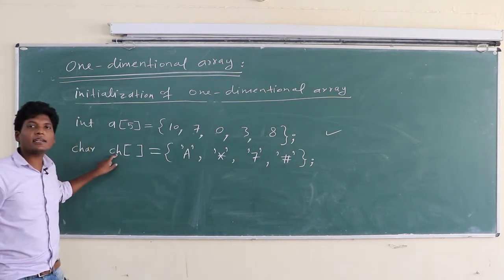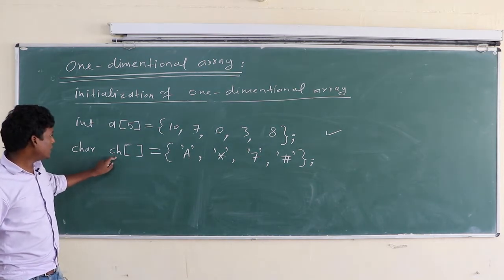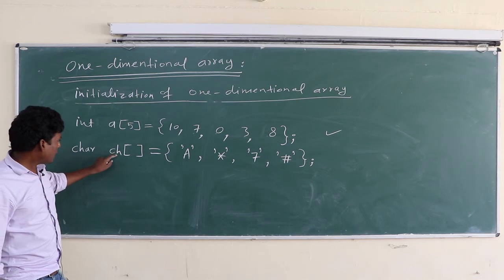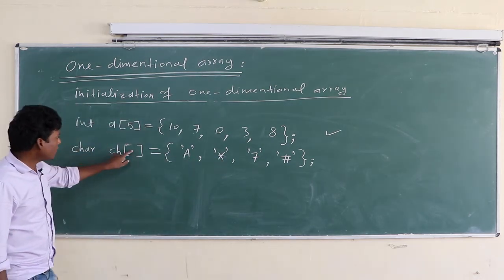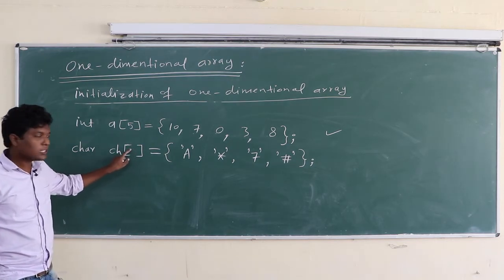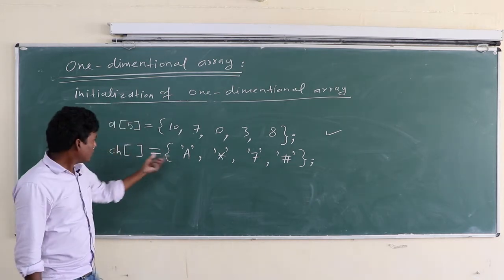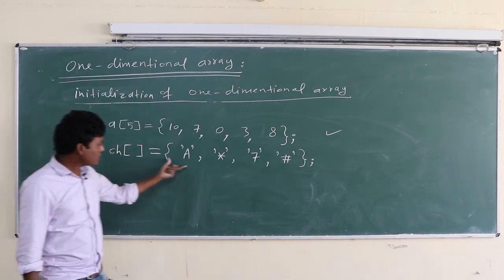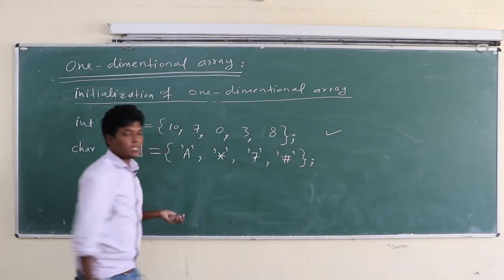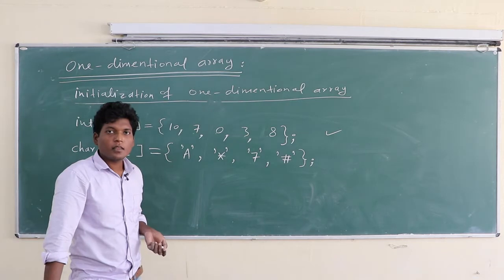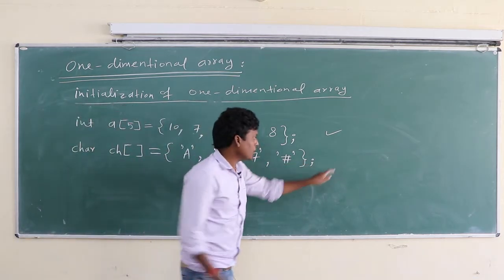Okay, ch is a character array, and it can store 4 character constants. So by default here it is 4. There is no problem. Character array: ch is an array of characters. All elements are characters. Class, an array of characters is also known as a string. This is valid.